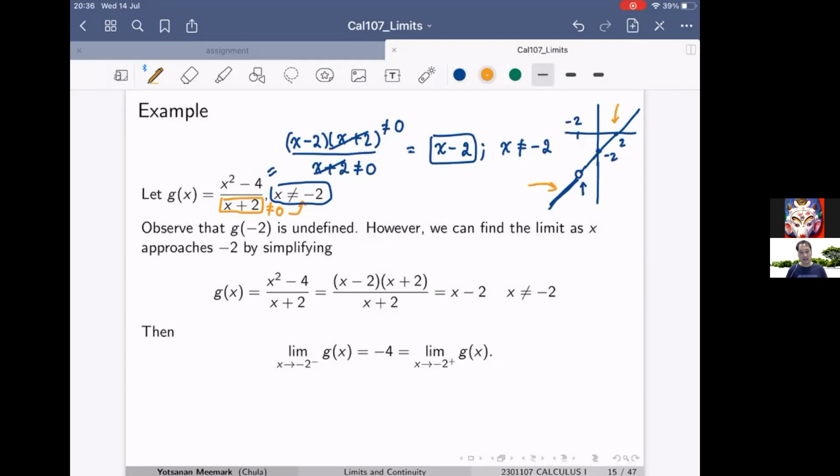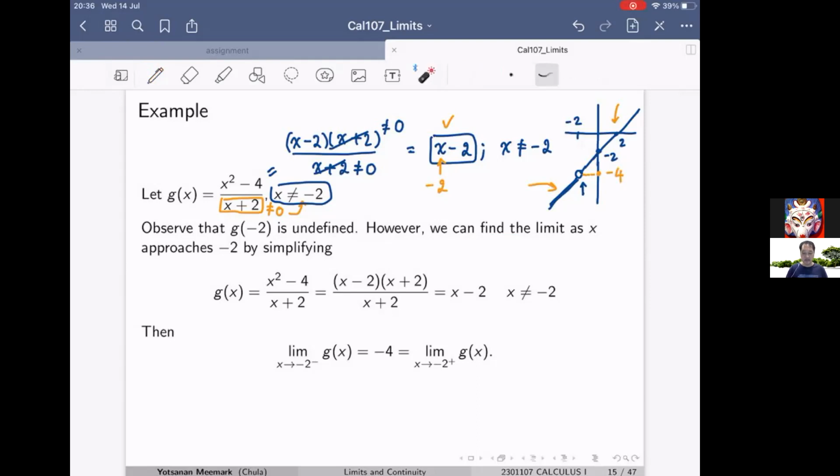However, at this white dot, if you just forget about it, can we evaluate the value? So actually it is the value of that straight line, right? Of this straight line, when your x equals to what? -2. So it will be -4.